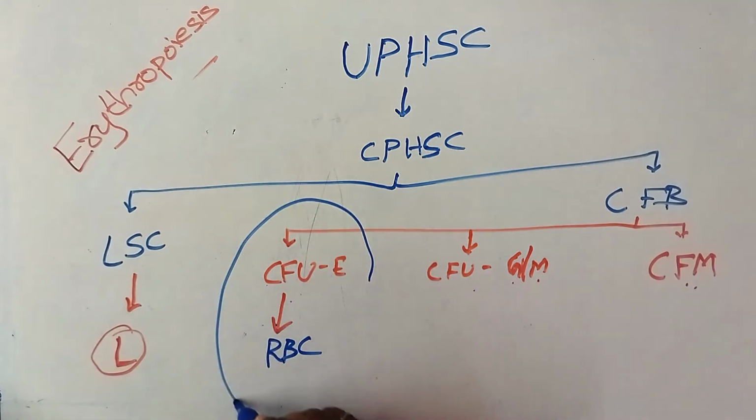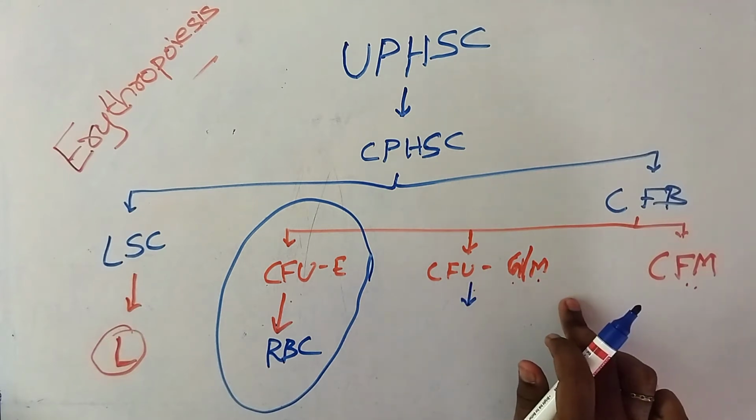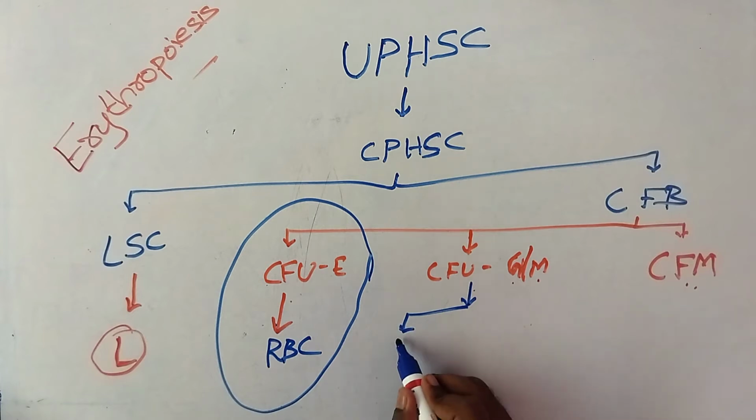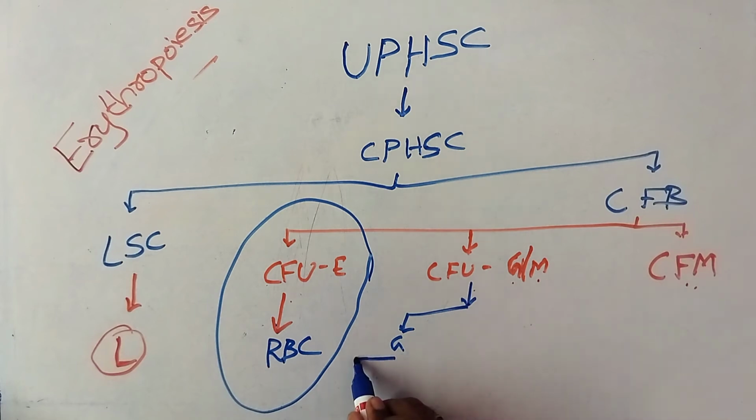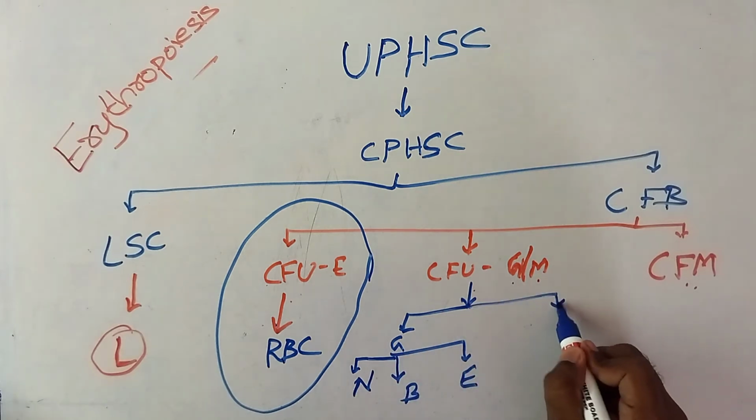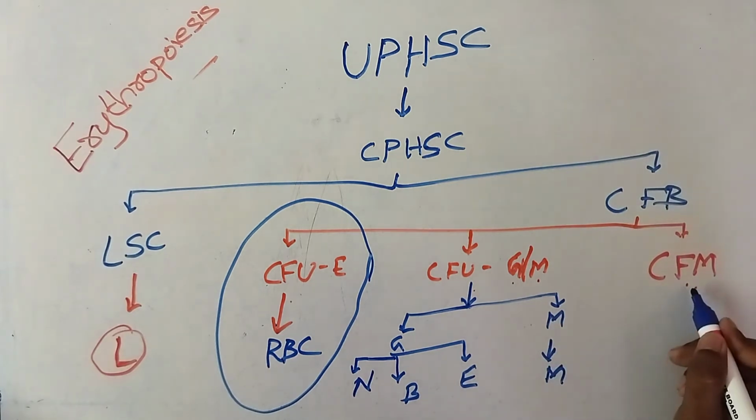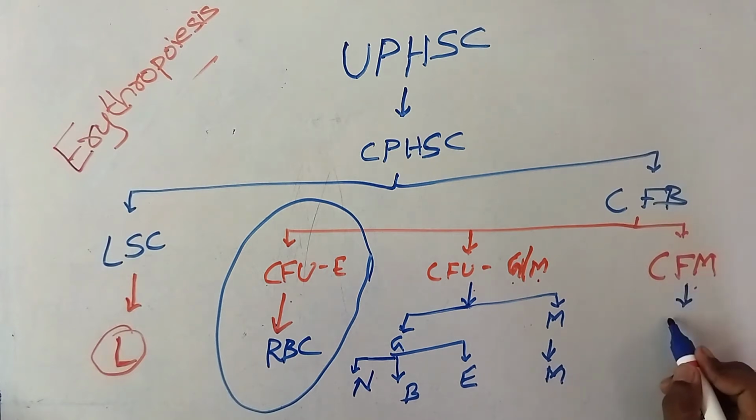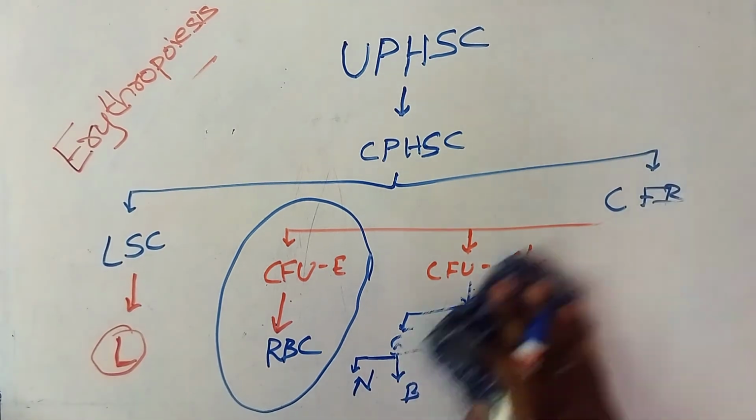This is the concept that we are going to study in this chapter. Next, the colony forming unit granulocytes or monocytes gives granulocytes. The colony forming granulocytes give neutrophils, basophils and eosinophils. The colony forming monocytes give monocytes, and the colony forming megakaryocytes give platelets. This is the concept of process of erythropoiesis.